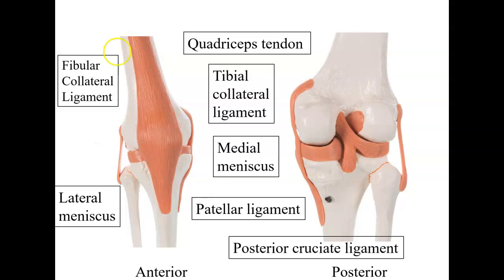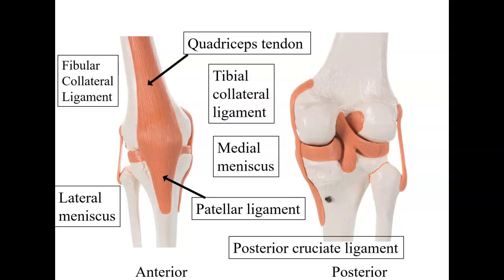Even though this is a continuous structure, so the quadriceps tendon does go all the way down and connect into the tibial tuberosity, we do separate it into the quadriceps tendon and the patellar ligament. Okay, just to keep that organized. All right, so that's in the front.